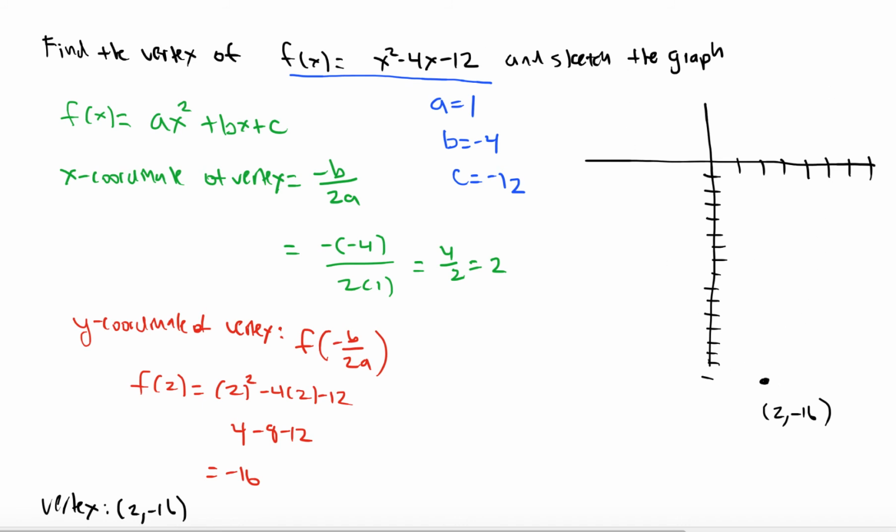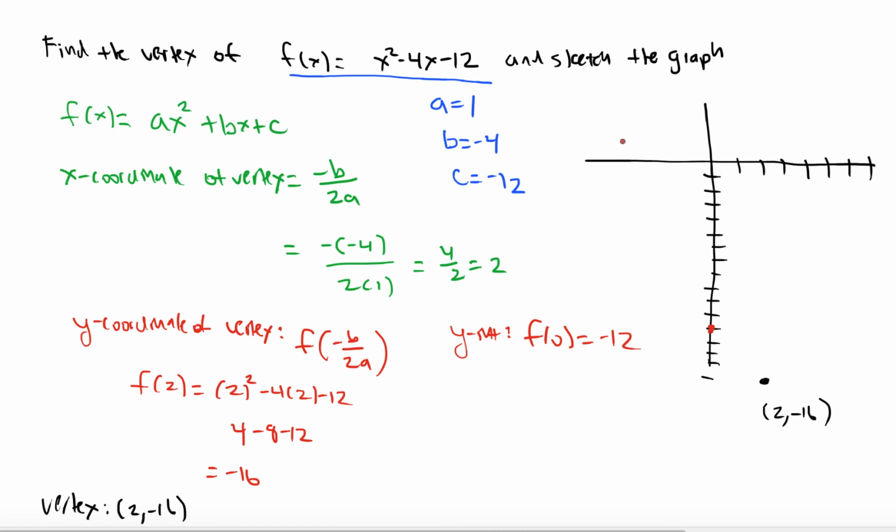So we can just draw a parabola that opens upwards, but we can do a couple other things here. We can find the y-intercept. To find the y-intercept, we'll just plug in 0 into the function, and we get negative 12. If you plug in 0, we get 0 minus 0 minus 12. So we know that the y-intercept here is going to be at negative 12. So we get a little bit clearer idea of what this graph is going to look like. Once again, it is still a U shape.